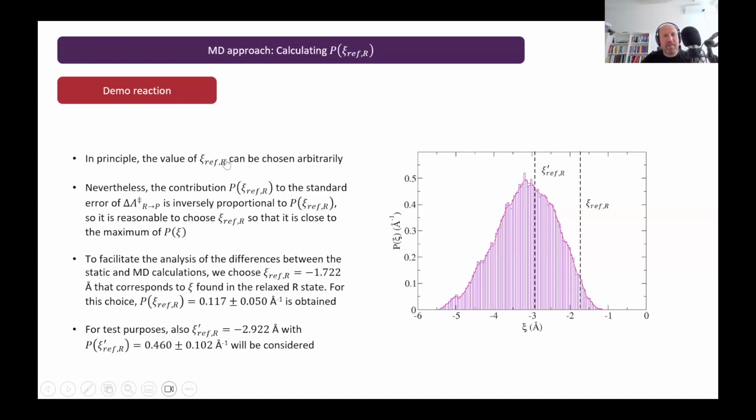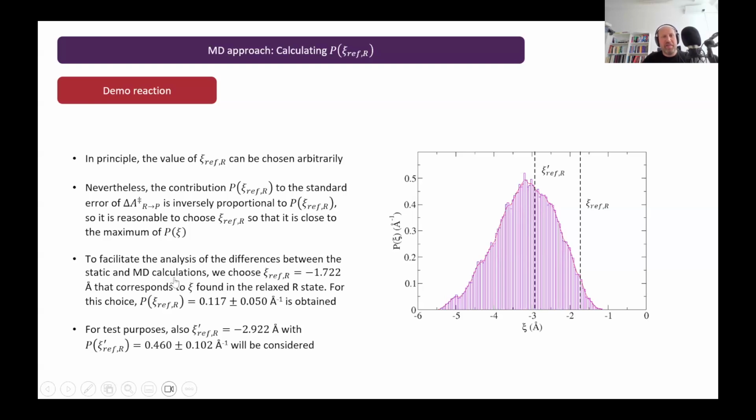Now the next task is to select a suitable reference reactant state. As we discussed in the previous lecture, this choice could be made arbitrarily. Our result must be invariant with respect to this choice. Nevertheless, one should take into account that, as we shall discuss later, the standard error of activation free energy is inversely proportional to probability density in the reference state. So it's a good strategy to select the reference point such as to maximize probability density, so something close to the maximum of the probability distribution function.